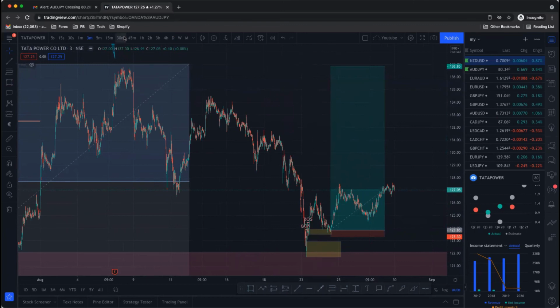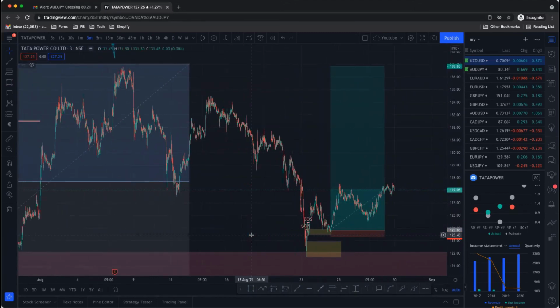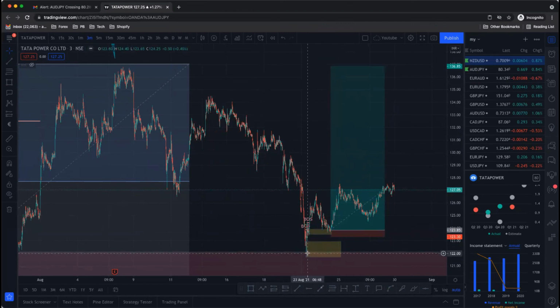Okay, so that's how we confirm the change in the trend. To enter on the lower time frame, you need 2 breaks of structure, and then you can take it from the nearest order block or the extreme order block.